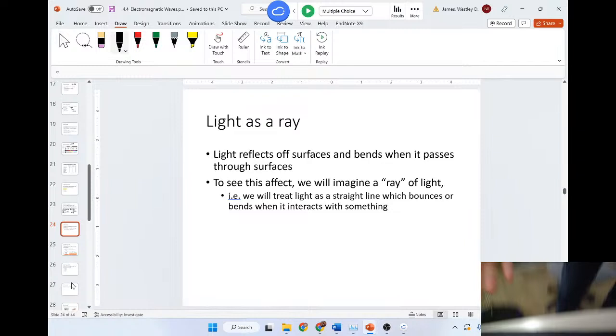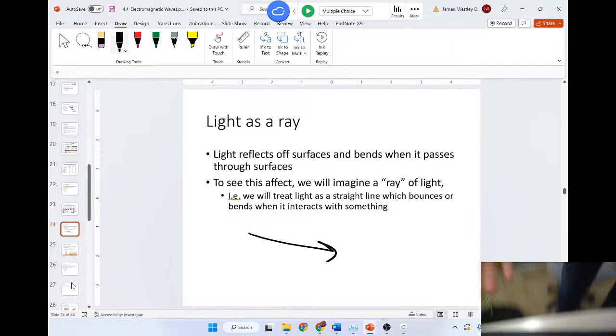We're going to imagine light as a ray, which is a straight line, just because it makes our diagrams easier. We're not going to be drawing waves like this because it offers little benefit. We're going to just use these straight arrows, imagining almost a laser beam coming through, and it will describe how light behaves. So this is pretty traditional notation.